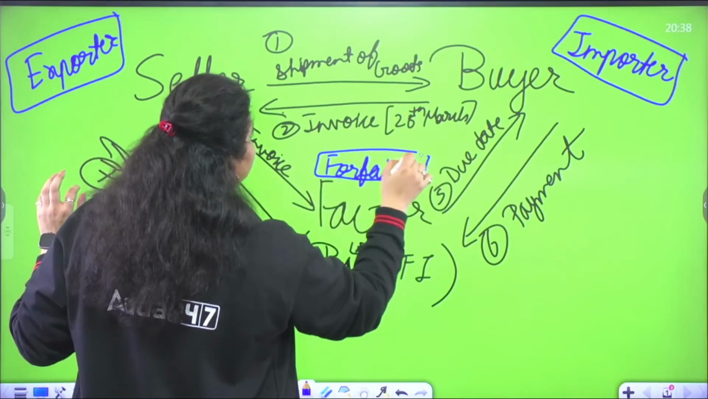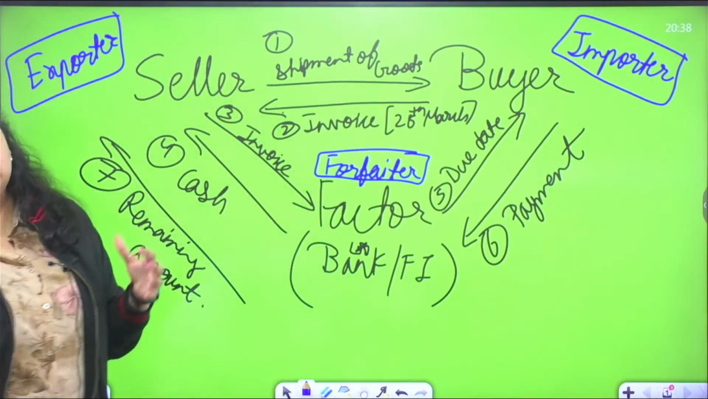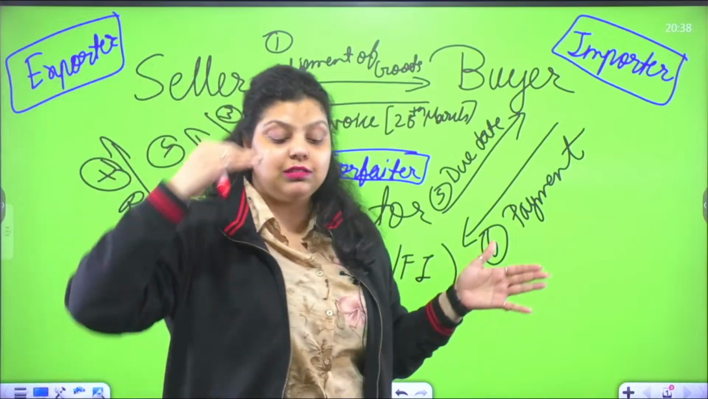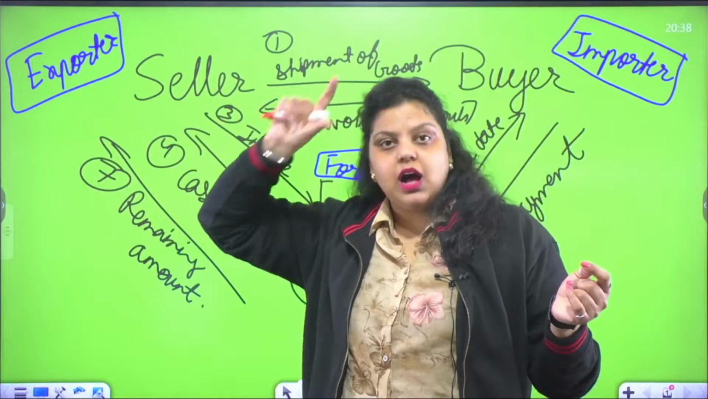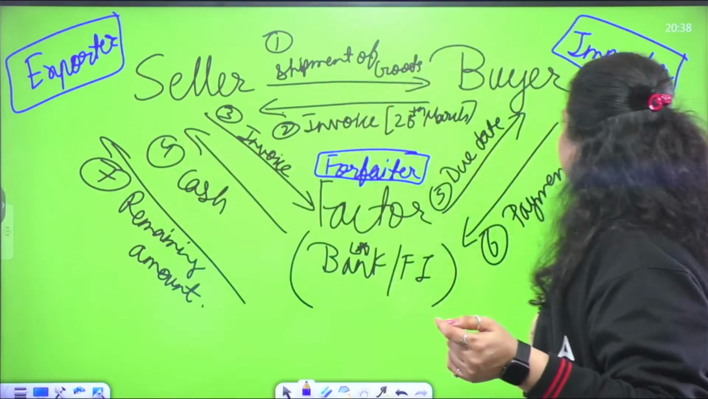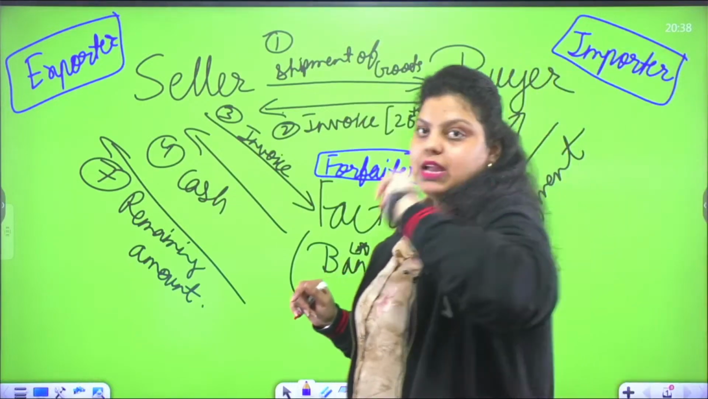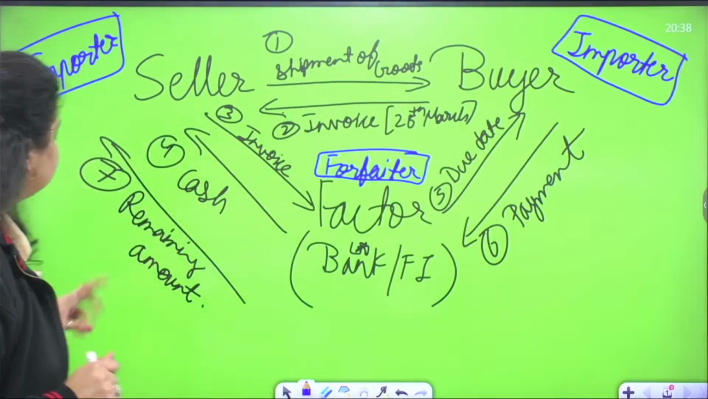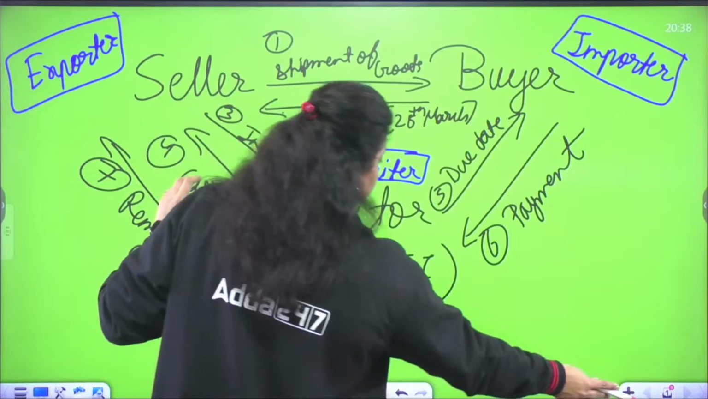Forfeiting is simply when, in international trade, in the export and import of goods and services, banks provide immediate cash to the exporter on behalf of the trade bill. That is known as forfeiting. Exporter, importer and forfeiter will be there. So we have discussed what factoring is and what forfeiting is. Both are the same; the only difference is related to the trade.